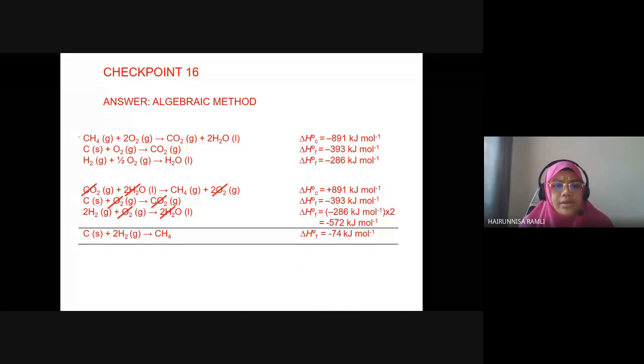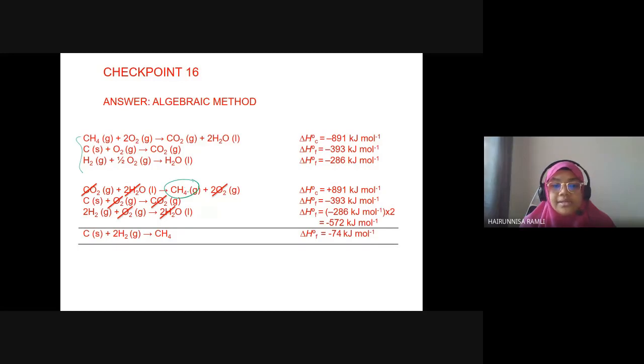Okay, so ni tadi equation ni kan. So first tadi kita reverse. So CH4 is on the right side, so the value will become positive. C tadi remain, right? Number 2 remain. Okay, carbon tu remain. Okay, number 3, equation 3, hydrogen multiply with 2, right? So you have darab 2 kat sini. Okay. Then again, cancel on which one you can cancel.